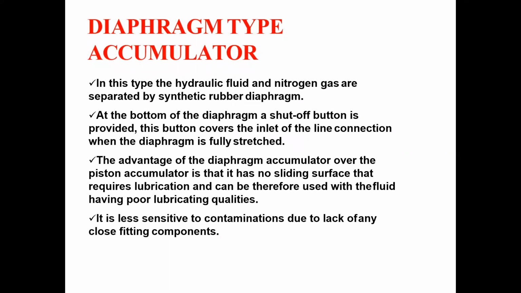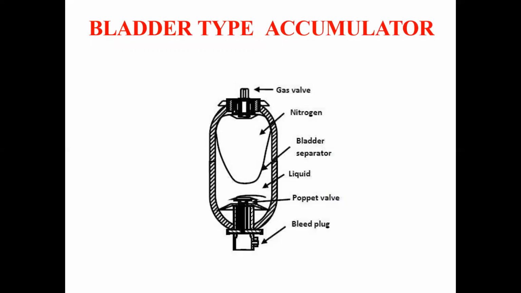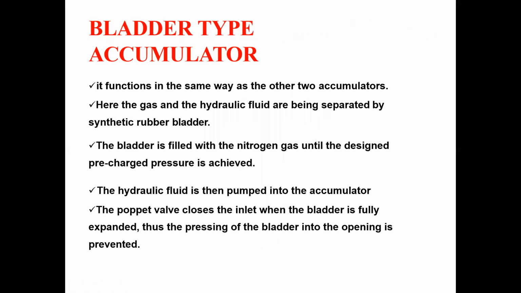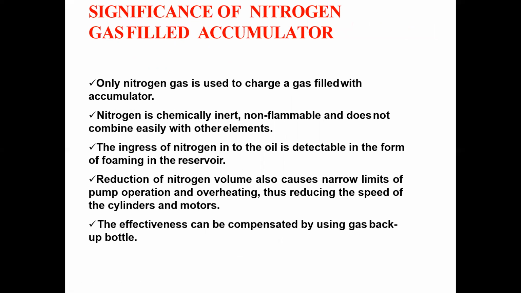This is a bladder type accumulator. I already showed you its working in animation format. Here, instead of this piston and diaphragm, we are using this bladder, and inside this bladder we fill the nitrogen gas. The bladder is filled with the nitrogen gas until the desired pre-charge pressure is achieved. Then this is the significance of nitrogen gas filled accumulator advantages.